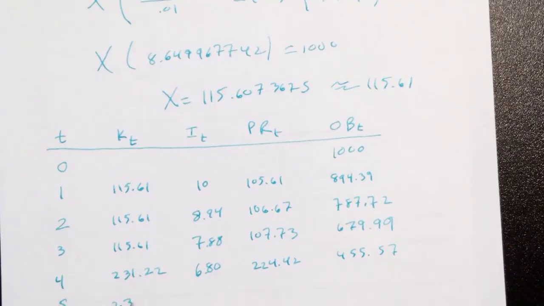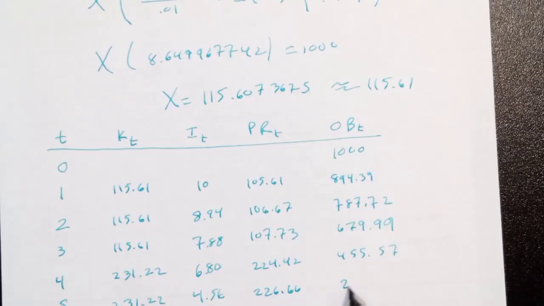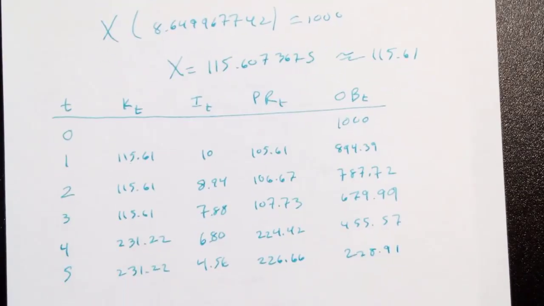Payment 5. My interest this time is $4.56. 231.22 minus 4.56. Oh, wait a minute. Yes. Is 226.66. 228.91. Now here's an interesting point.